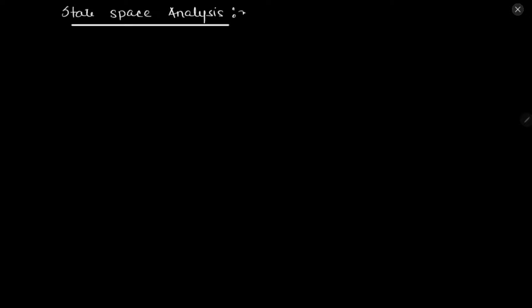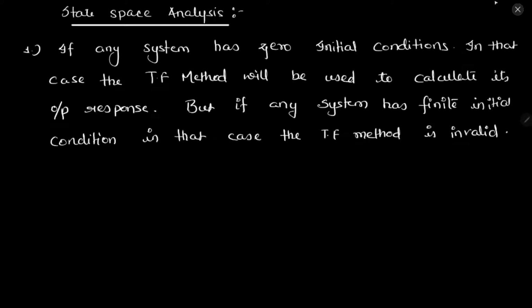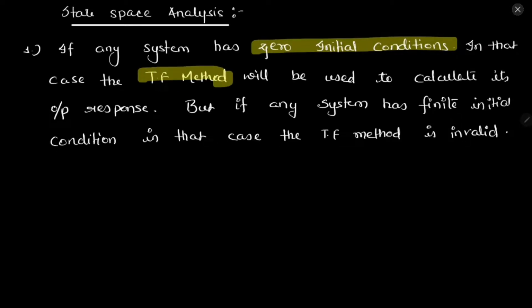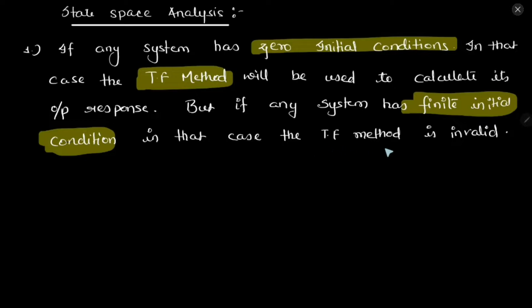Now we'll see what we have seen in the last lecture. So our first point is, if any system has zero initial condition, in that case the transfer function method will be used to calculate its output response. Okay, when we have zero initial condition, at that time the transfer function method is used. But if any system has finite initial condition, in that case the transfer function method is invalid. Okay, so for finite initial condition we are not going to use the transfer function method.